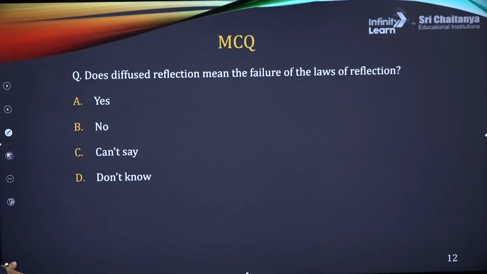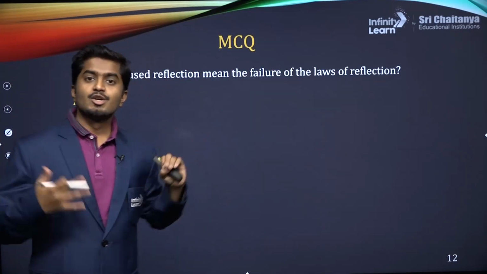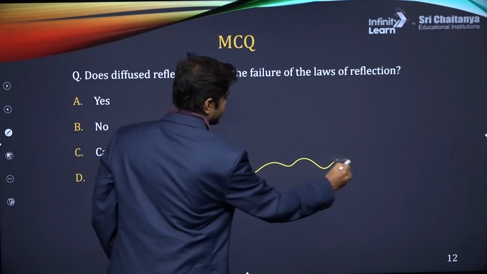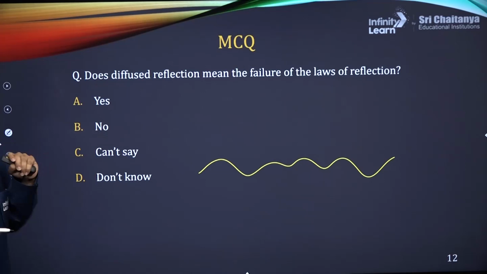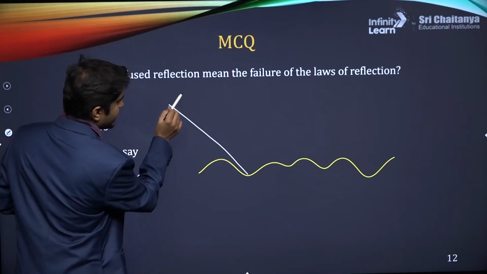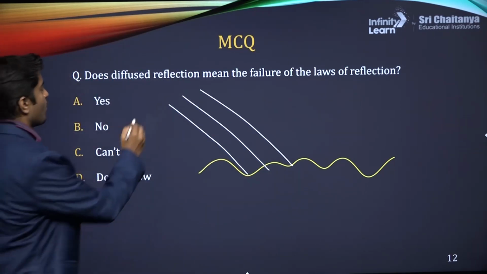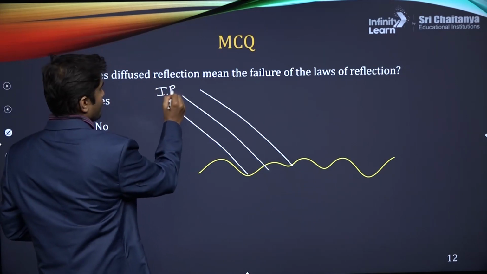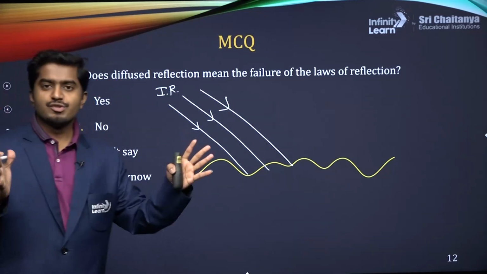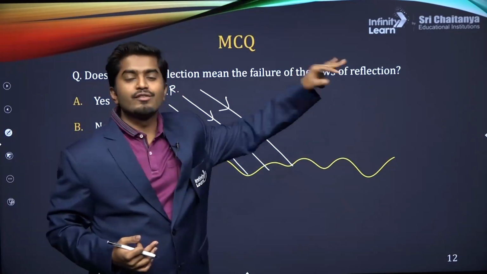Now the next question, does a diffuse reflection mean the failure of the laws of reflection? So do you remember what diffuse reflection is? If the surface is rough, for example, this is your surface and the incident rays are something like this. These are the incident rays. They are parallel to each other. Now what will happen? These rays are diffused. They will get scattered in different directions. But does that mean it is a failure of the laws of reflection?